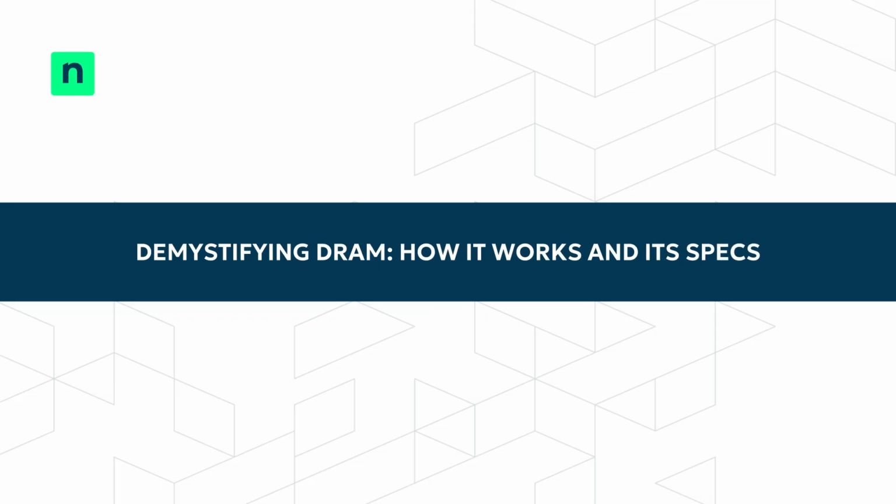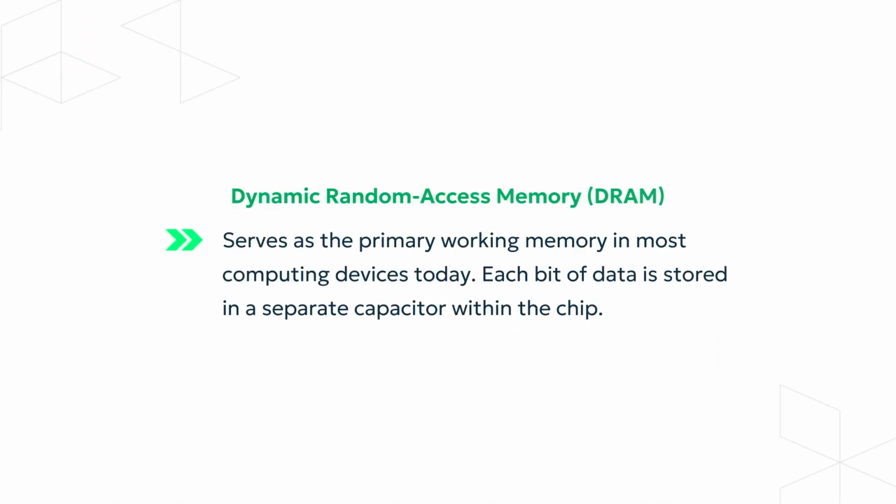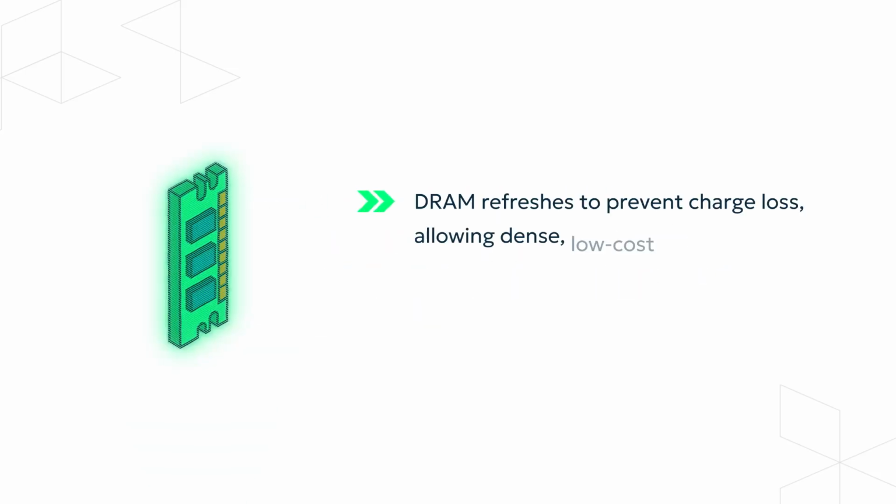Demystifying DRAM, how it works and its specs. DRAM, or Dynamic Random Access Memory, serves as the primary working memory in most computing devices today. Each bit of data is stored in a separate capacitor within the chip. Because these capacitors gradually lose their charge, DRAM needs regular refresh cycles to keep data intact. This dynamic nature makes it highly dense and cost-effective.